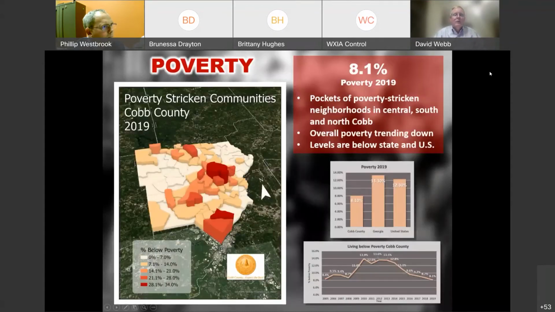But on the other side of that, we continue to experience poverty in certain areas and sectors of Cobb County. Our 2019 poverty rate was 8.1%. We continue to have pockets of poverty-stricken neighborhoods in central, south, and north Cobb. However, our good news is our poverty levels are trending down, and we are below state and U.S. levels of poverty. And you can see the map on the left of the screen there. It breaks out where the highest pockets of poverty exist in Cobb County today.